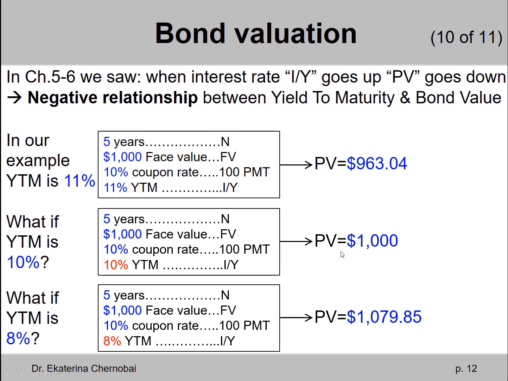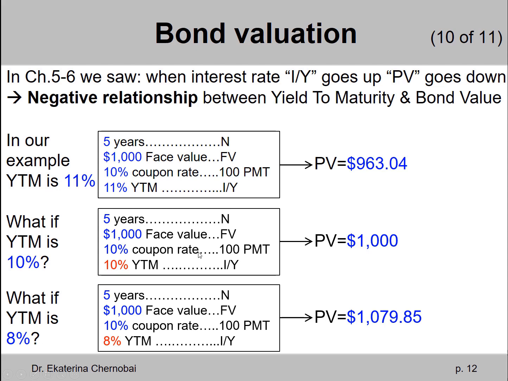Now notice how in the second example on this slide with the 10% yield to maturity, the bond value became exactly $1,000. Is it a coincidence? No. Turns out that whenever the coupon rate and the yield to maturity are identical, right? In our example, they are both 10%. You will always get the bond value of $1,000. Even if the coupon rate is, let's say, 15% and the yield to maturity is 15%. As long as they are the same, you will always be getting $1,000.